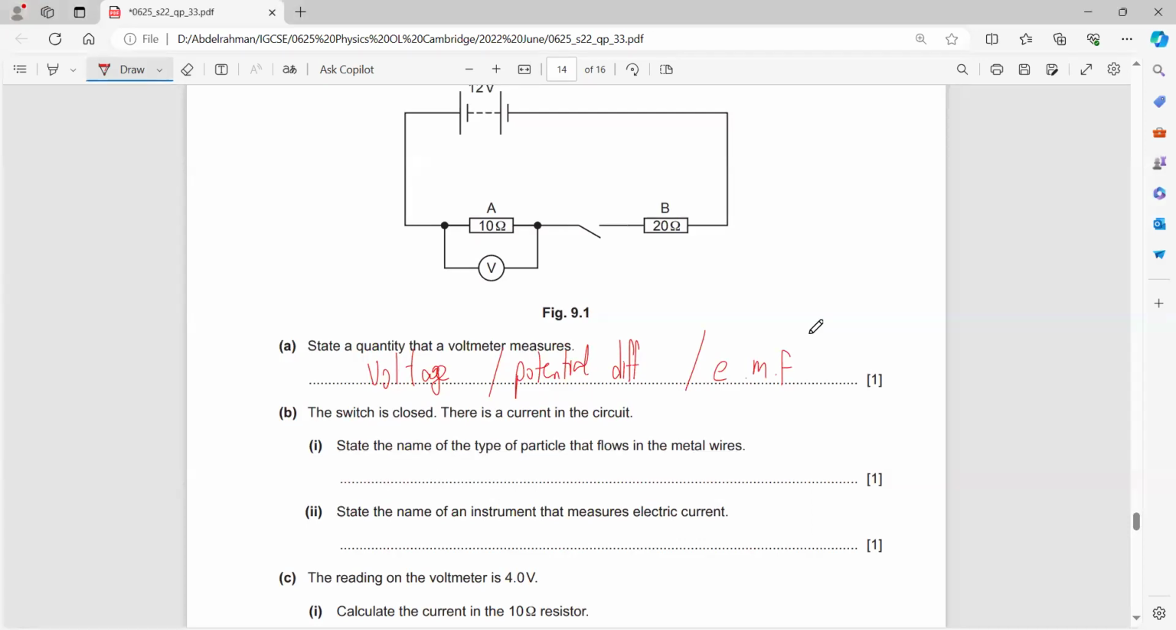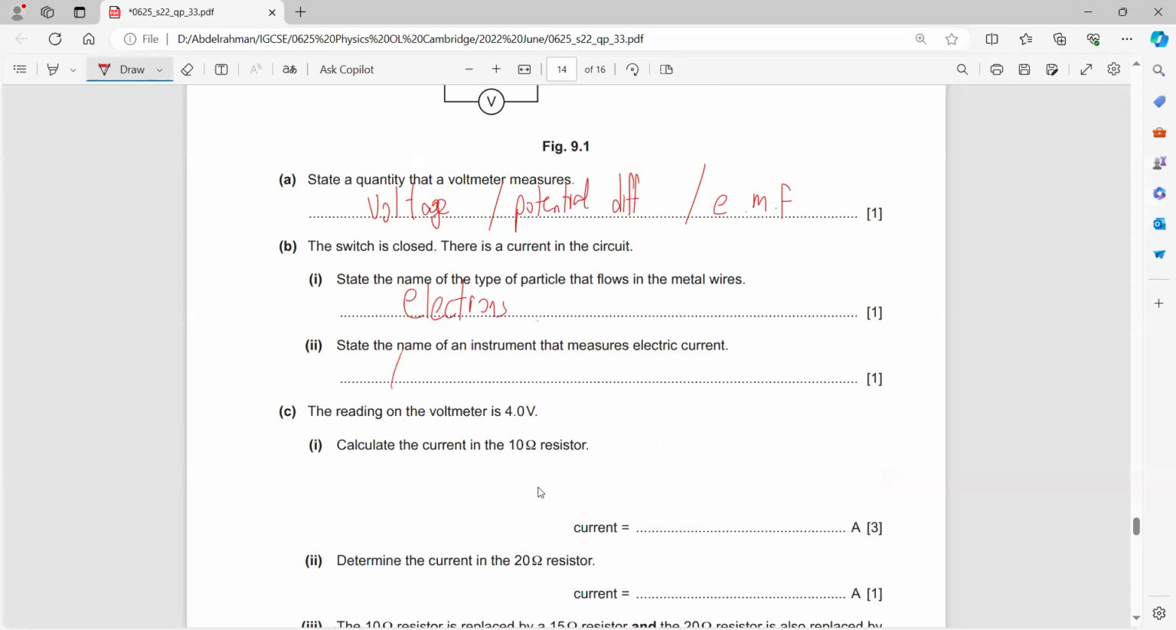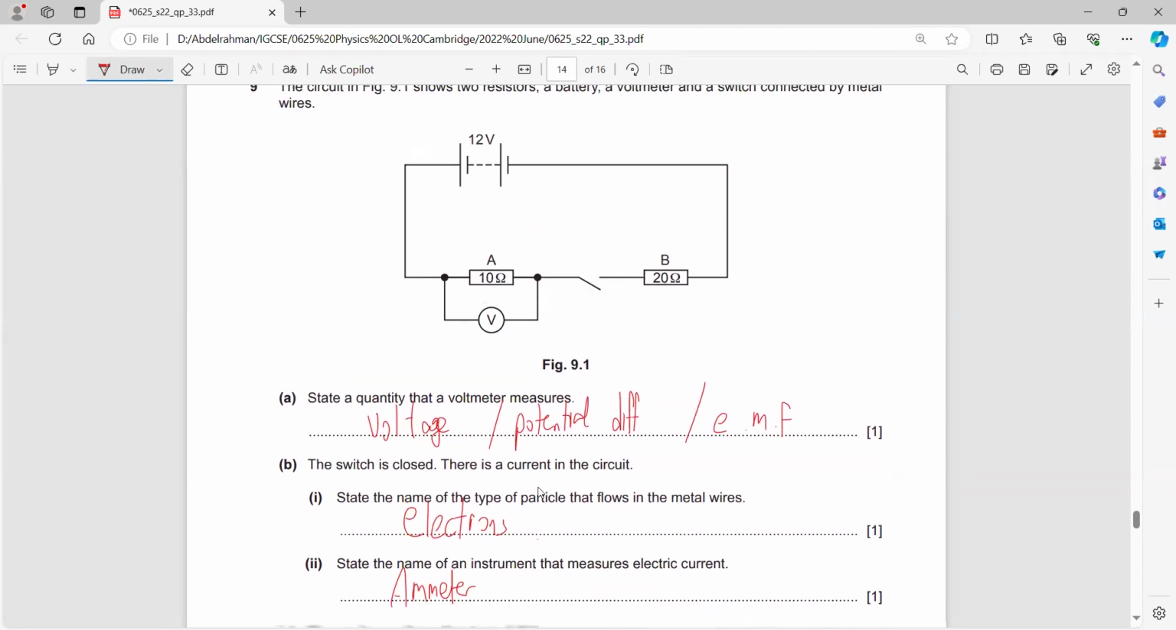State the name of the type of particle that flows in the metal wires. Of course, the only particle that can flow is the electron. Electrons. State the name of the instrument that measures the current. Ammeter, of course. The reading is 4 volts. Calculate the current in the 10 ohm resistor.